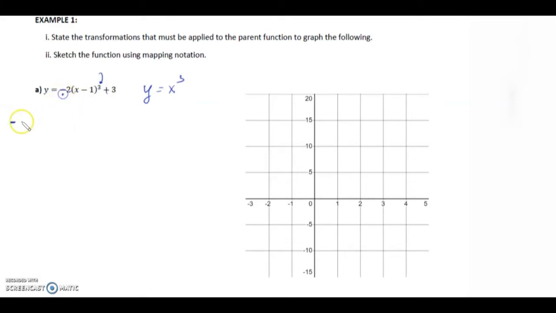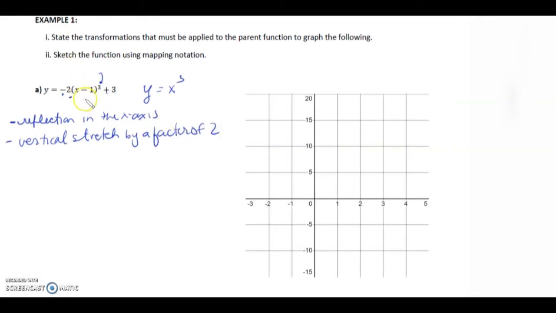So the negative sign, this is a reflection in the x-axis. The 2 is a vertical stretch by a factor of 2. Okay, the 1 is right 1 unit. You can also say horizontal translation, right 1 unit. And then the plus 3 is up 3 units.